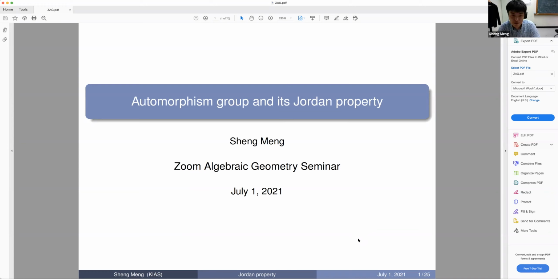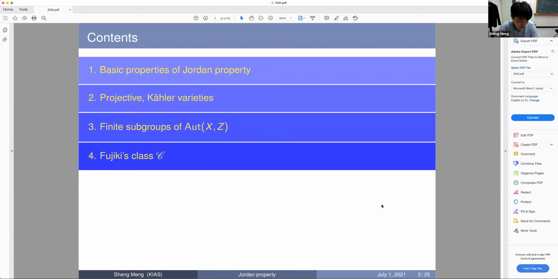Today I'm going to talk about the automorphism group of varieties and the Jordan property. The talk mainly consists of 4 parts. The first, I will talk about some definitions and basic properties. And then I will sketch the proof for the case of projective and Kähler varieties. And then third, I will mention a key step in our recent progress dealing with the finite subgroups of the automorphism group of X fixing some very good locus. And then I will talk about our proof for the Jordan property for the automorphism group of Fujiki's class.